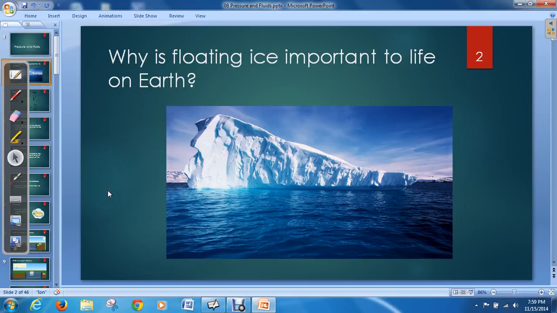Let's start with a question though. Why is floating ice important to life on Earth? Think about that. What would happen if ice didn't float? Well, if ice didn't float, it would sink to the bottom of the ocean and slowly build up over time until the ocean was pretty much all ice. And so we wouldn't have very much ocean life and we'd run into a lot of problems.